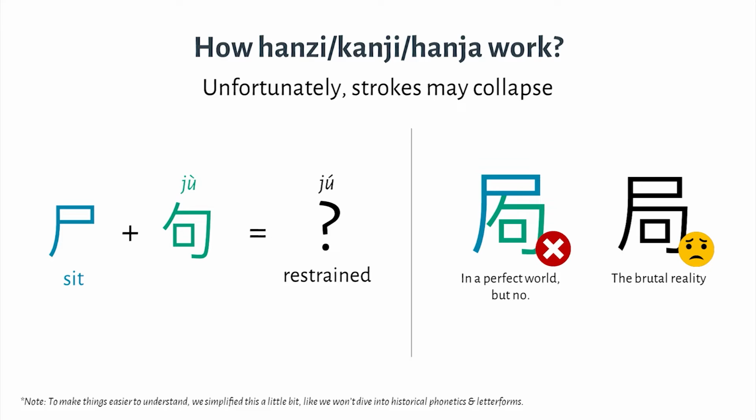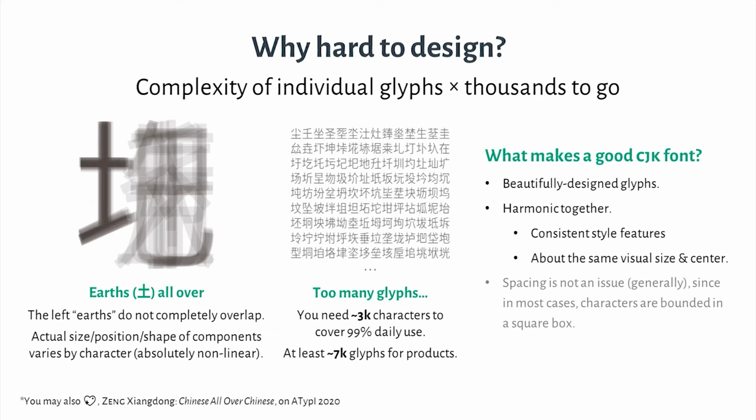All these exceptions mentioned in these slides introduce isolated wicked problems into the system and make the story of Hanzi so complicated. But why is it hard to design anyway? A short answer is because of the complexity of individual glyphs and the tremendous character set.